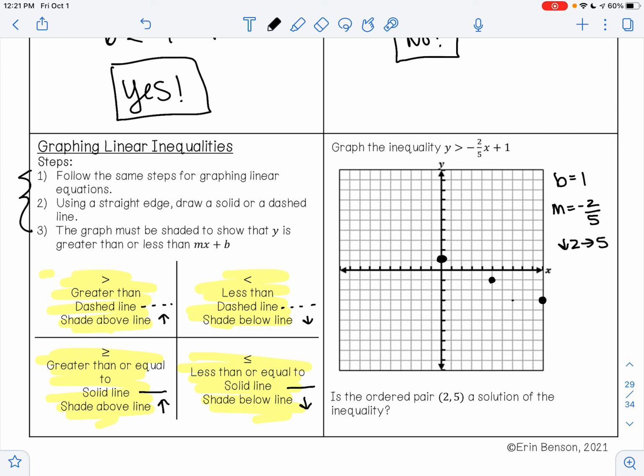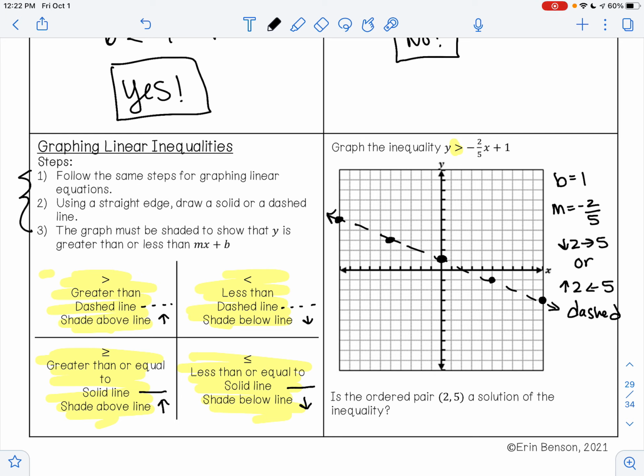You want to make sure that you're filling up your whole graph. So the other way that I can go is up 2 and to the left 5. So up 2, 1, 2, 3, 4, 5. Up 2 and to the left 5. My inequality symbol is greater than, so that means I'm going to have a dashed line. So here is my dashed line. It's still a line, so you still need to make sure that you have your arrows.